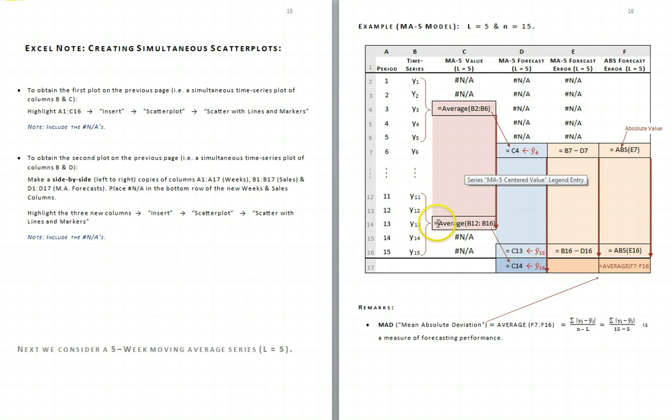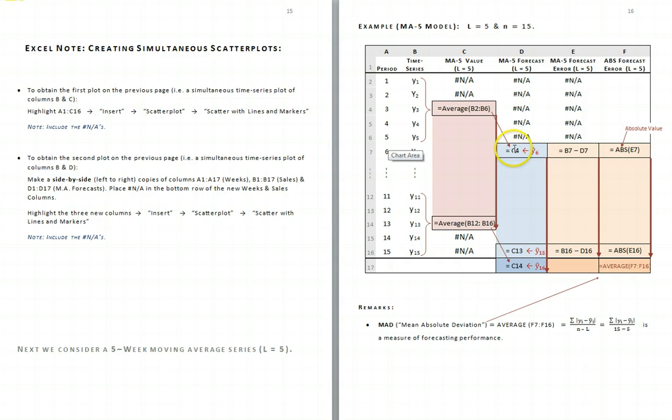The last MA5 smooth series value, the average of the final 5 actual series values, is identified with the 13th period. We lose the last 2 periods in the MA5 model. The MA5 forecasting series is obtained by moving the entries in column C forward, this time 3 periods. So the first MA5 forecast is for period 6.